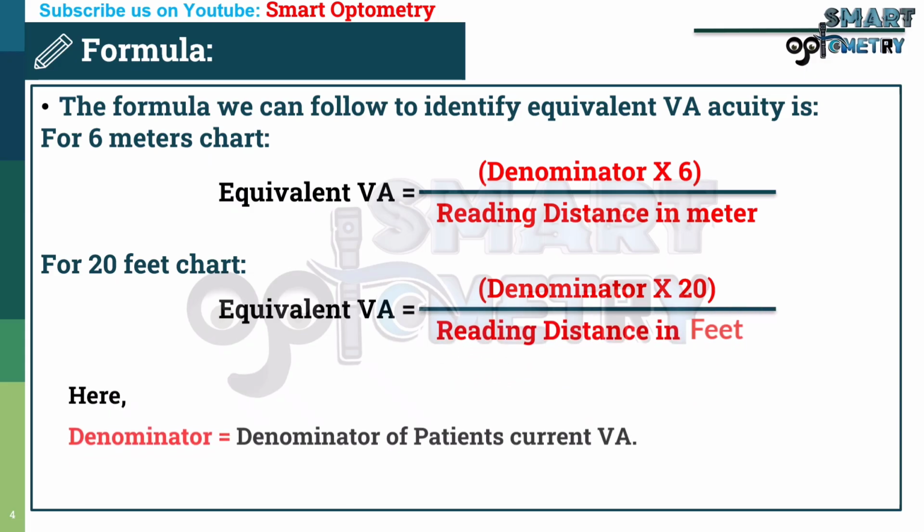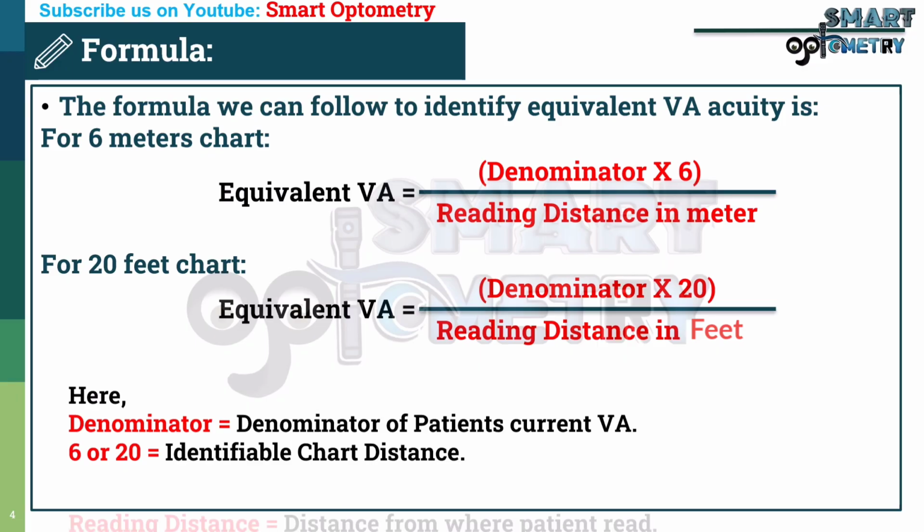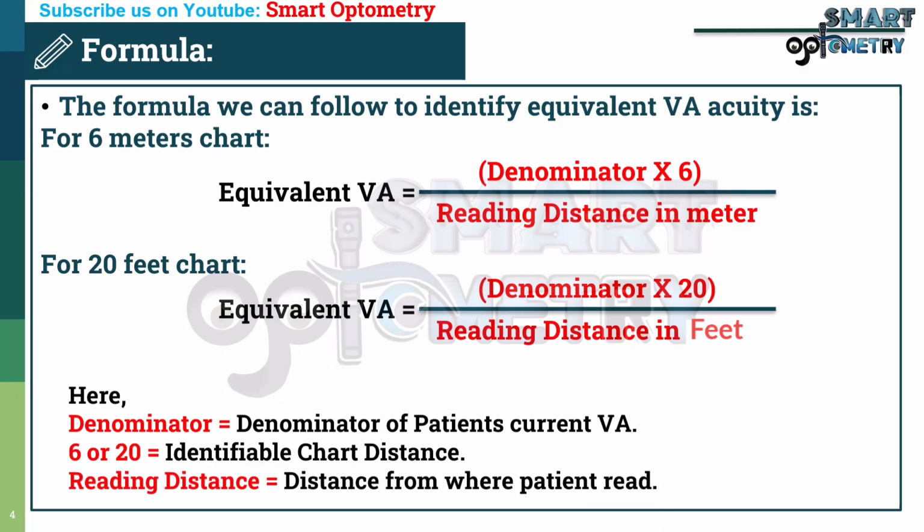Here, denominator equals the denominator of the patient's current visual acuity, 6 or 20 equals the identifiable chart distance, and reading distance equals the distance from where the patient reads the chart.